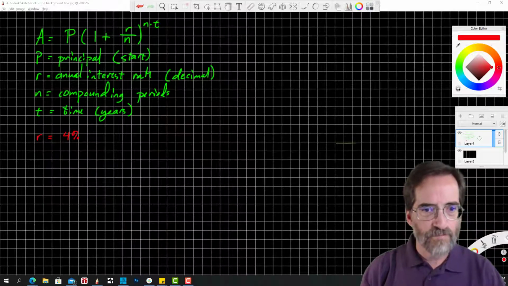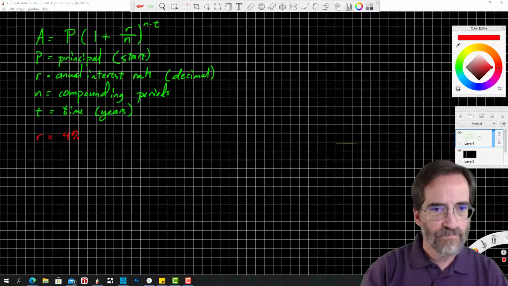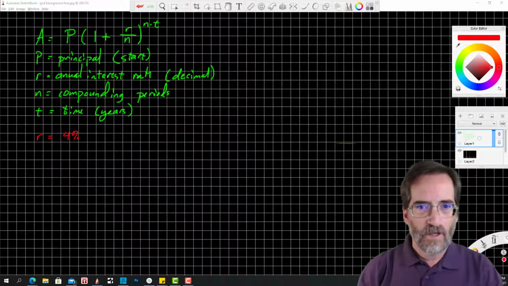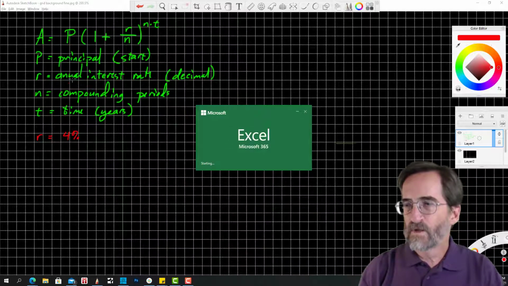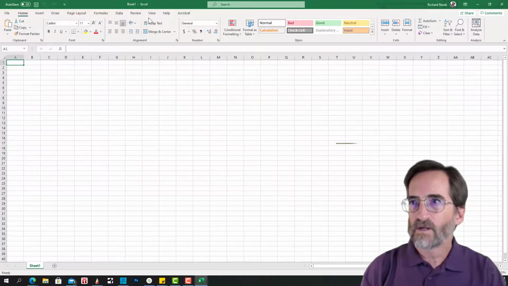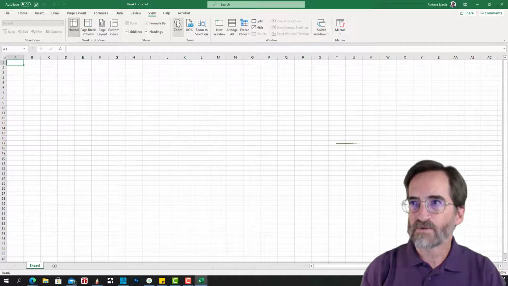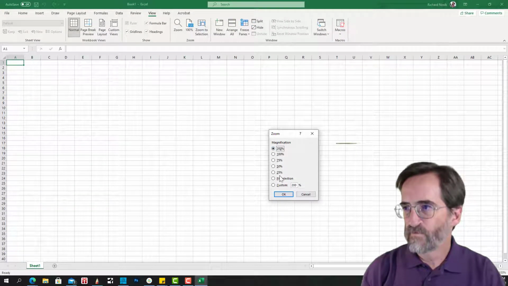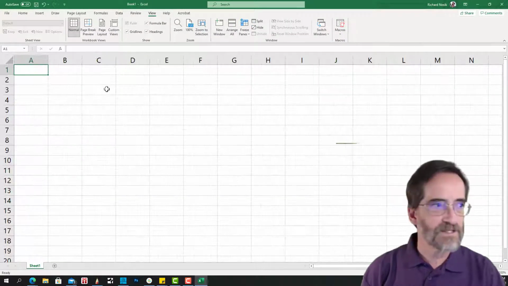Apparently not. So Microsoft Excel, and here we go. I'm going to just do a blank book, and that's kind of small, so I'm going to zoom 200% so you can see a little better.